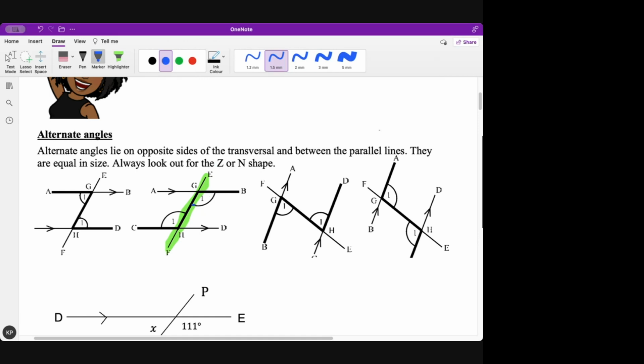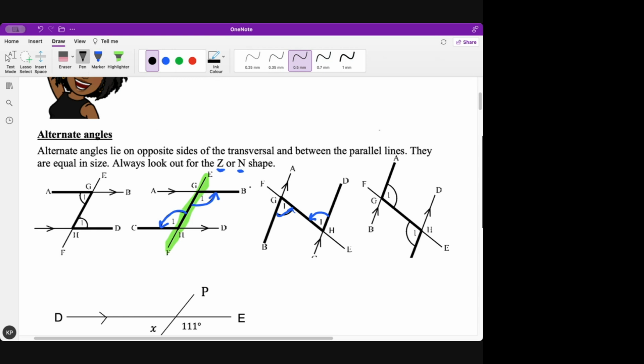So if you look here, your first angle will be on the right hand side and your other one will be on the left. Sometimes your first angle is at the bottom, which means the other one will be at the top. They just have to be on opposite sides. Okay, and once again we said they make the Z or the N shape.